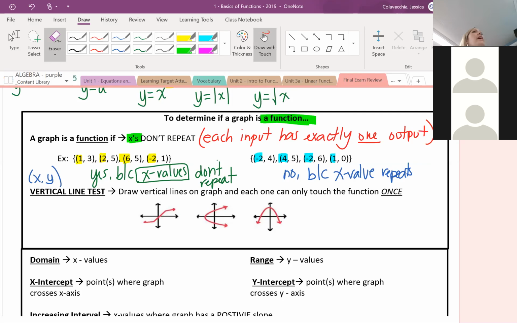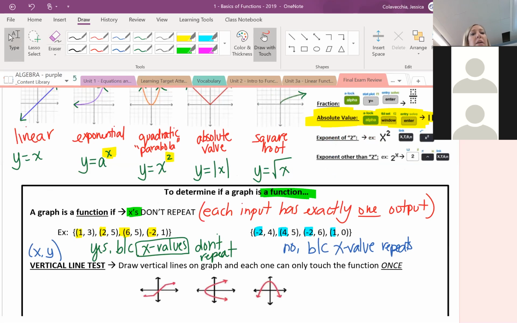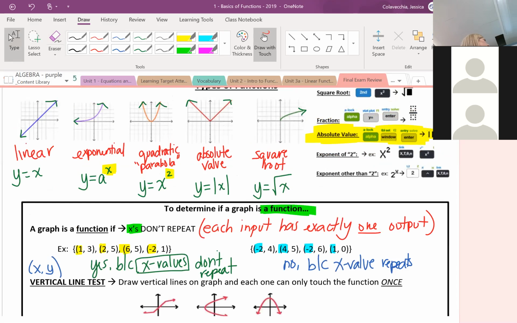Okay, the other way to tell, so that's if it's a list of points. The other way to tell is when you look at a graph. So all those 5 functions we gave you at the beginning, I'm calling them functions because they all pass something. What do they all pass to test if it's a function? Good, the vertical line test. Meaning you draw vertical lines on the graph and each vertical line can only touch the function once.